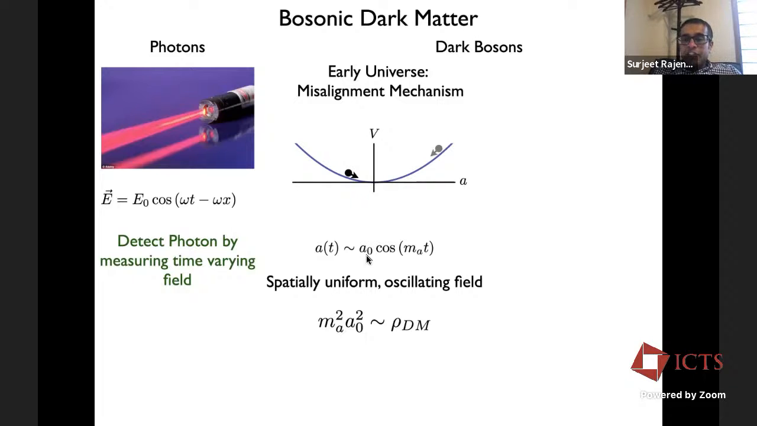And that field very generically has a non-zero amplitude when the universe was created. We don't know how the universe was created, but in the very beginning of time, the field just has some non-zero amplitude. And when the field has a non-zero amplitude, there will be an energy density associated with it, just like how for the photon, when there's a non-zero amplitude for the field, there's an energy density associated with it.